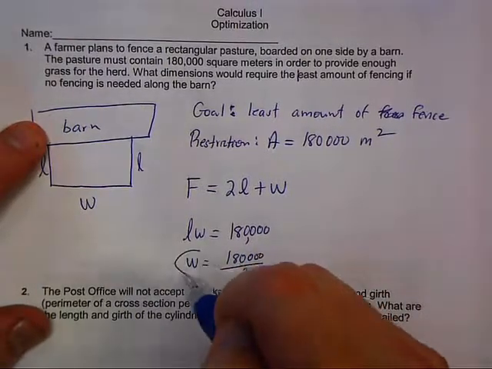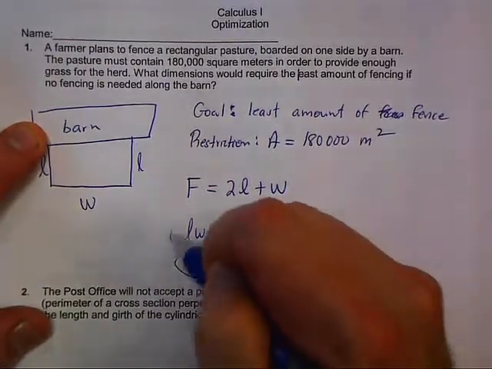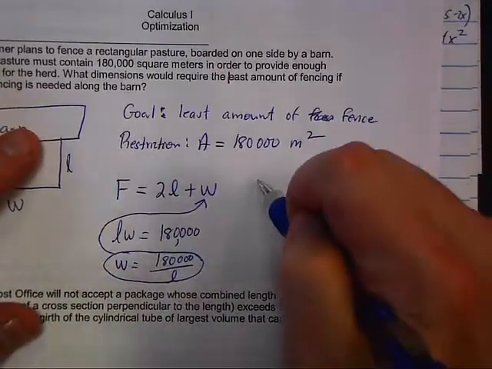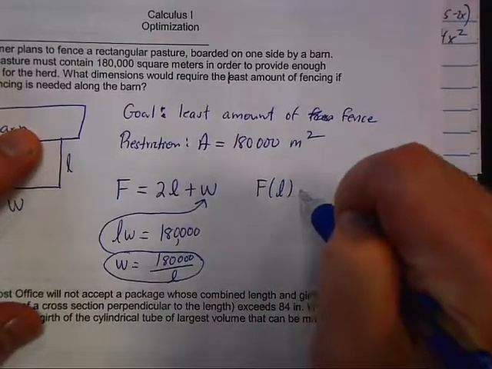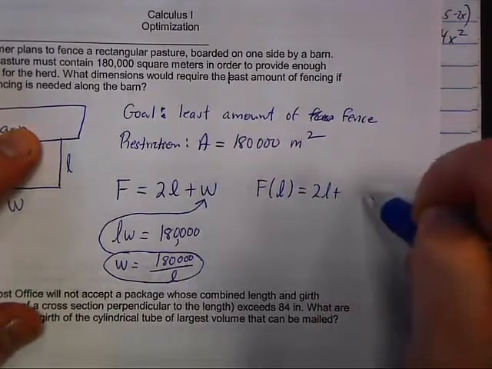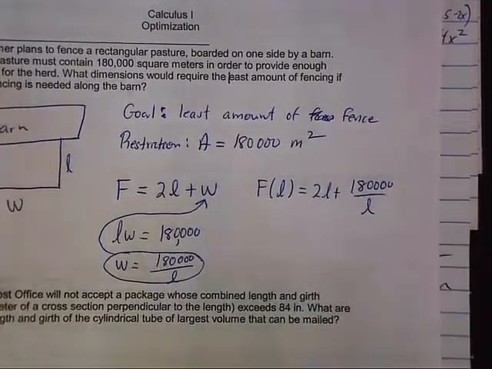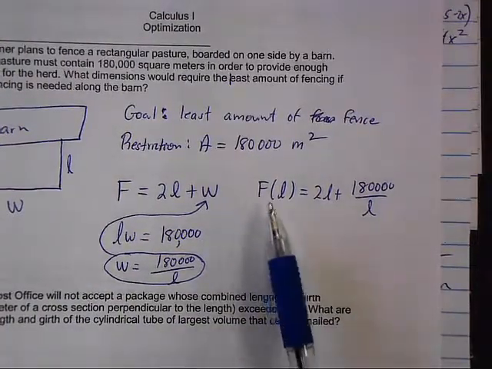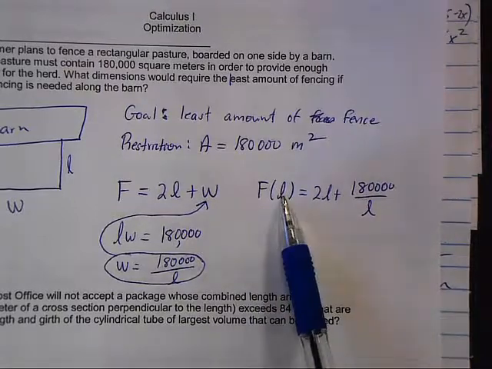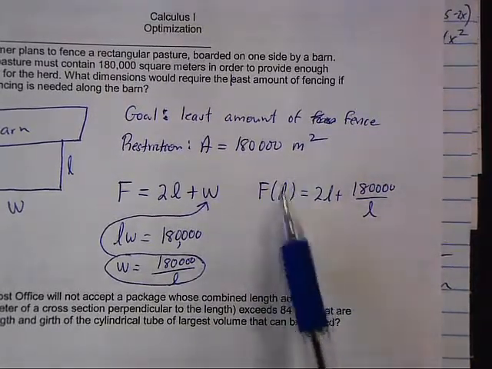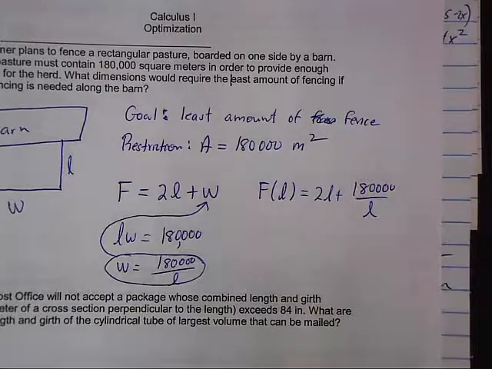So I'm going to take this, and I'm going to plug it into my F formula. And that gives me what I'm going to call F at L is 2L plus 180,000 over L. So I call this F at L because this is now fencing using only the letter L. So my fencing function is now a function of just one variable, just the letter L.